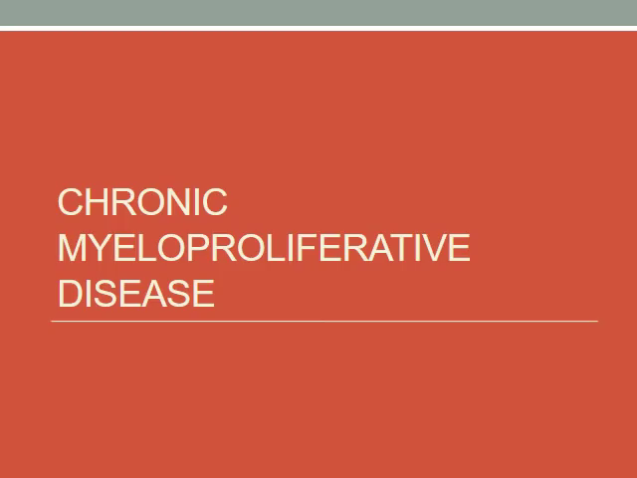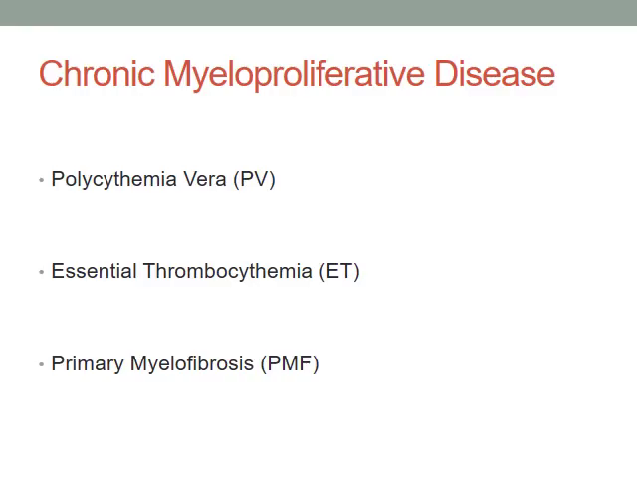Next, we will discuss chronic myeloproliferative diseases. The chronic myeloproliferative diseases are divided into 3 types of disease: polycythemia vera, essential thrombocythemia, and primary myelofibrosis.